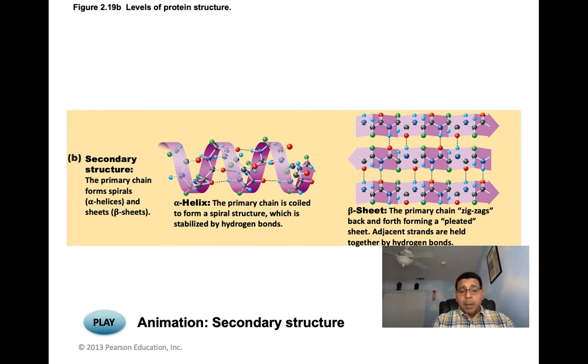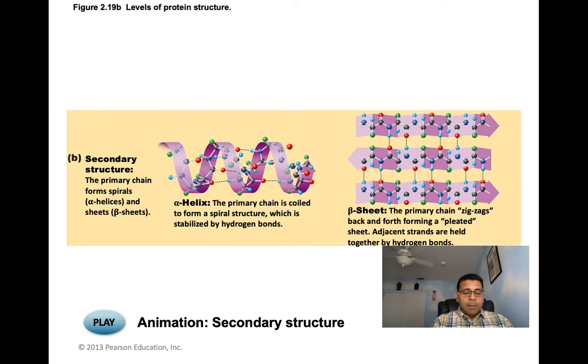And it's going to be stabilized by these hydrogen bonds you see in here. So you can have either this type or you can have the second type, the beta pleated sheet. Now the beta pleated sheets are primary polypeptide chains that are not coiled. Instead, they are linked side by side.